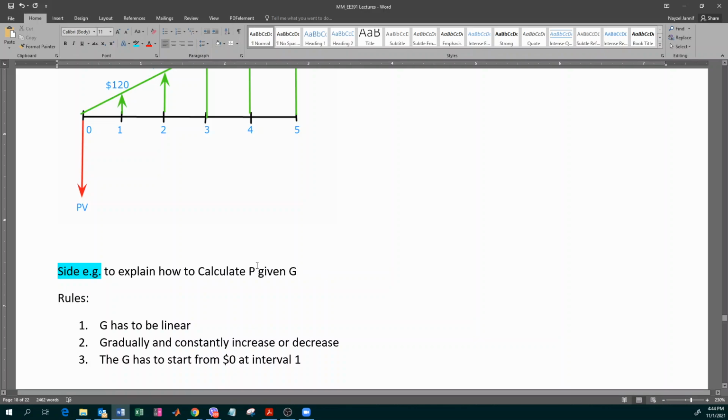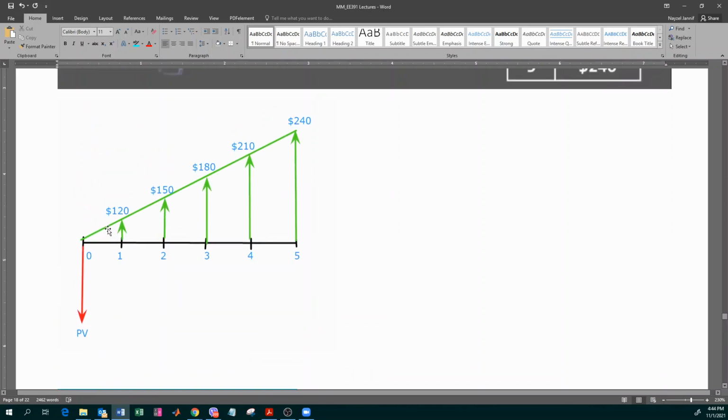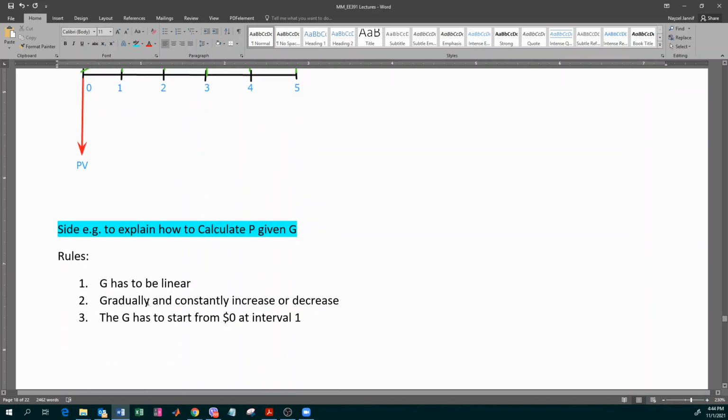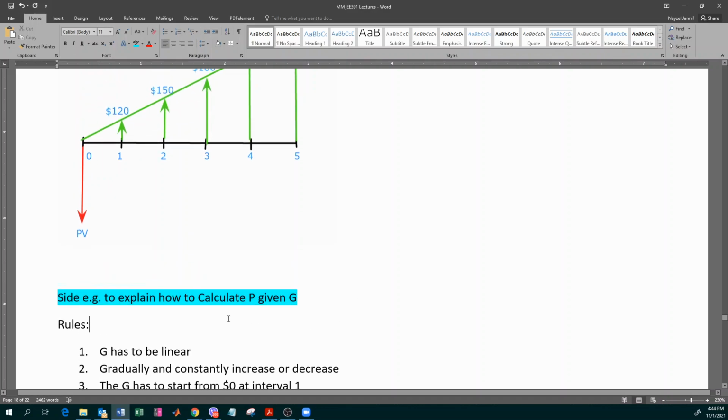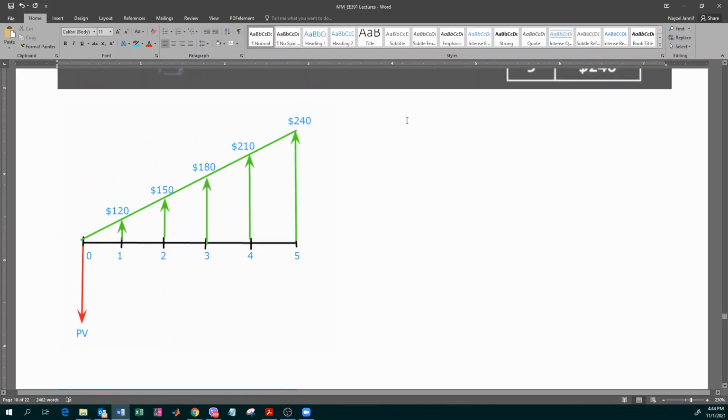How to calculate P or A or anything given G. So these are the rules, guys. Firstly, it's going to be linear. Can you see it's a straight line? When I say linear, it's not constant. There has to be a gradual and constant increase or decrease, and G has to start at $0 at interval 1. So at interval 1, that line has got to be at $0.